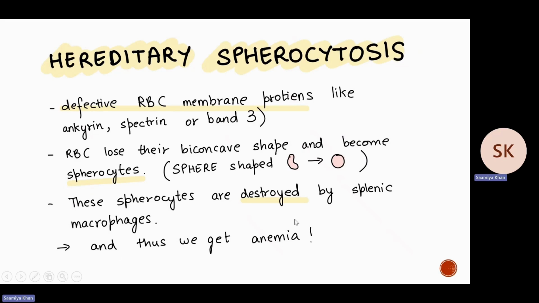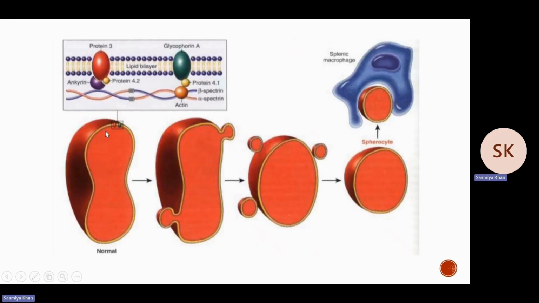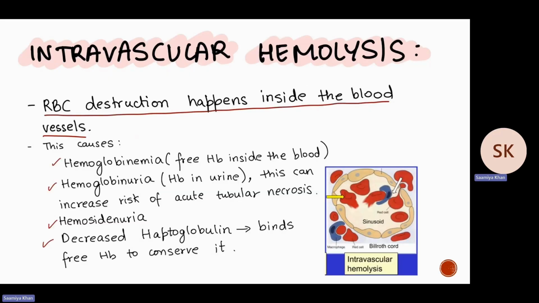In the next slide, in this picture, we can have a good look at what exactly is happening. So these are the proteins. You have your ankyrin, you have your spectrin, and they become defective. So the cell starts to lose its biconcave shape, becomes like a sphere, and this spherocyte gets engulfed by the splenic macrophage and gets destroyed faster. So that was for extravascular hemolysis. We talked about sickle cell anemia and spherocytosis.